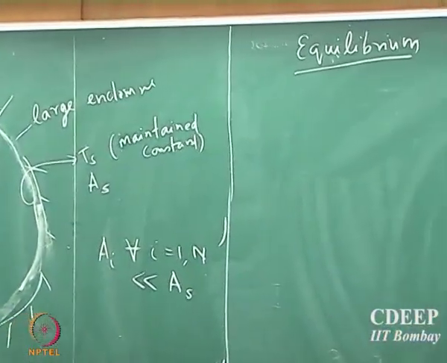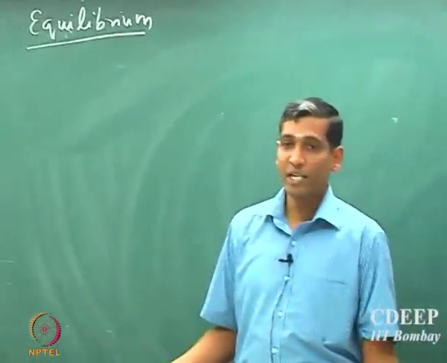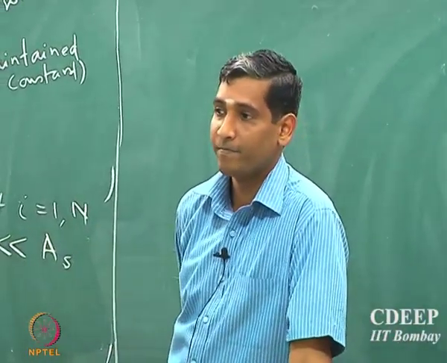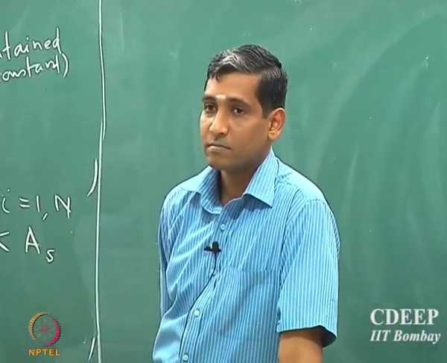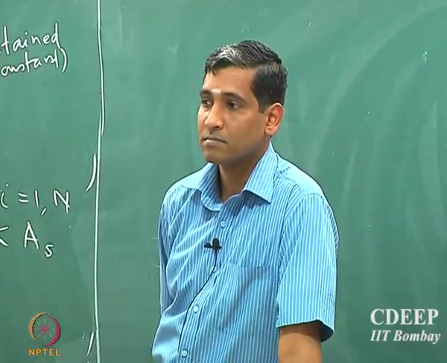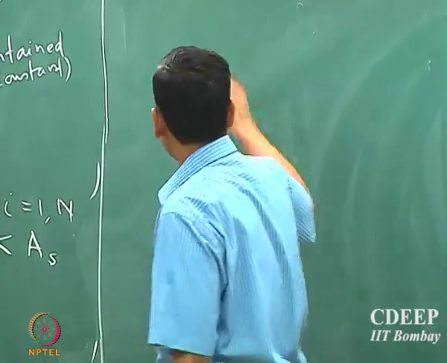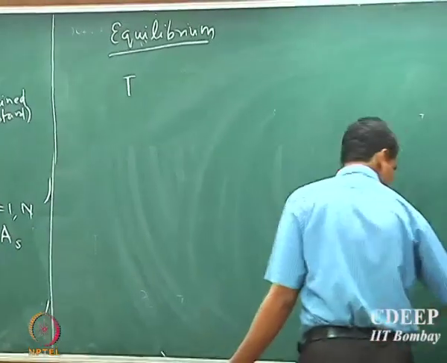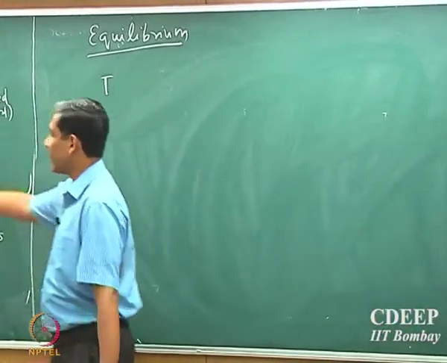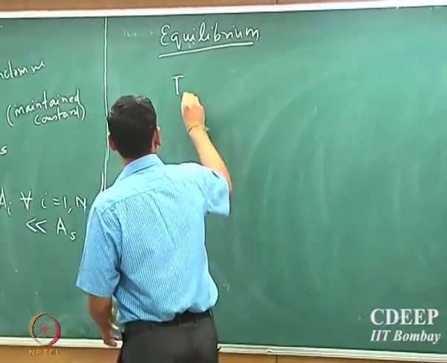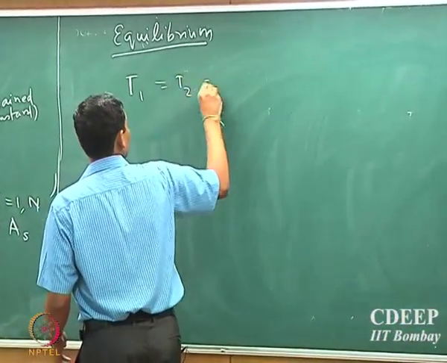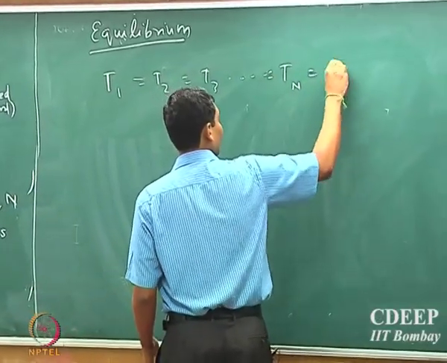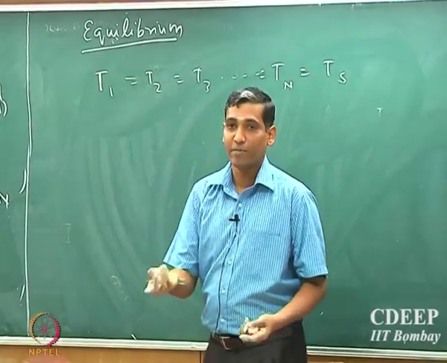So let's say at a long time, if the system achieves an equilibrium, what will be the temperatures of the small objects inside? What will be the temperature? It will be Ts, right? Because the only temperature which can be maintained is Ts, and so T1, T2, T3, etc. will be equal to the temperature of the surface at equilibrium.